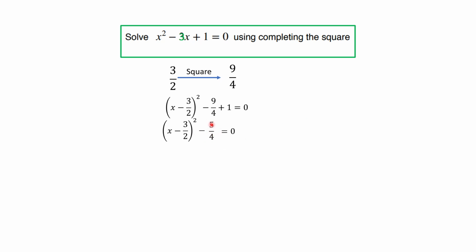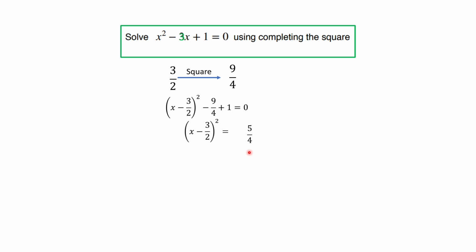Now move this to the other side. It's going to be plus on the other side, right? If anything jumps the equal sign, you change its sign. It's negative here. Move it there, it will be plus. Look at this magic. How cool. So x minus 3 over 2 all squared is equal to plus 5 over 4. We don't need the plus, it's just 5 over 4, right?